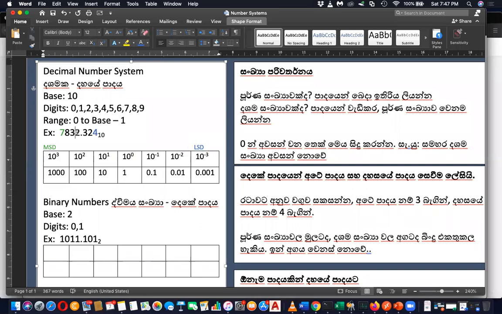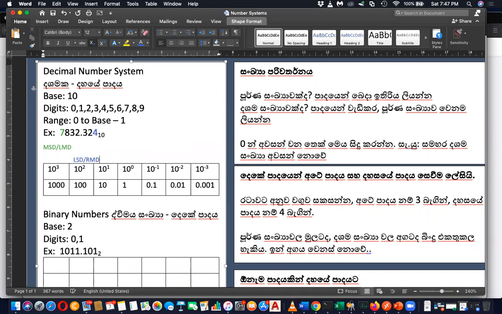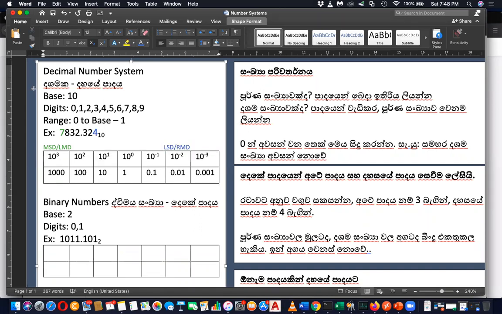Sometimes you call this the leftmost digit. Remember these terms. MSD means most significant digit. LMD means leftmost digit, because it is on the left side. This one you call the rightmost digit, which is on the right side. The leftmost digit is the most significant digit, and the rightmost digit is the least significant digit.